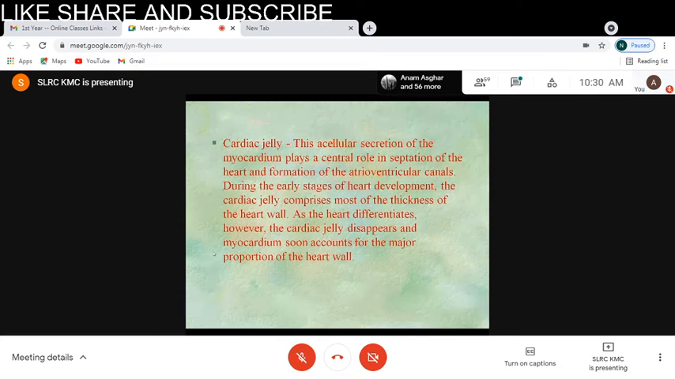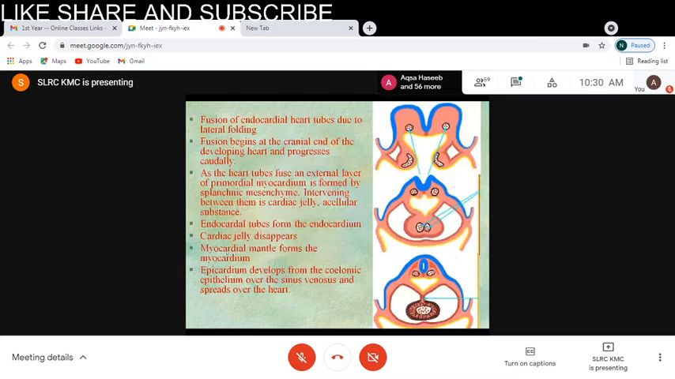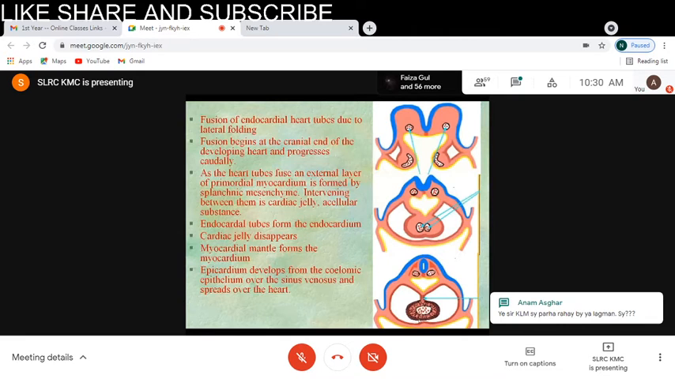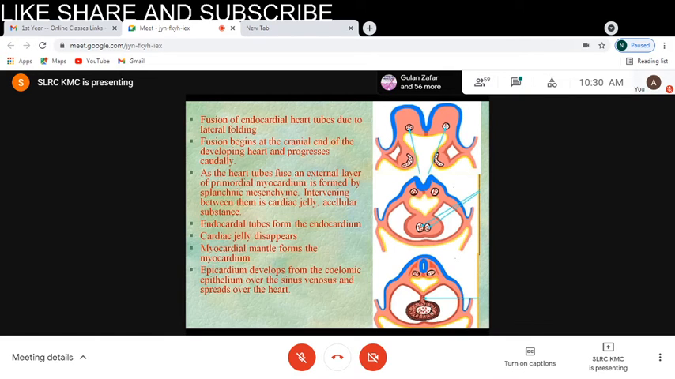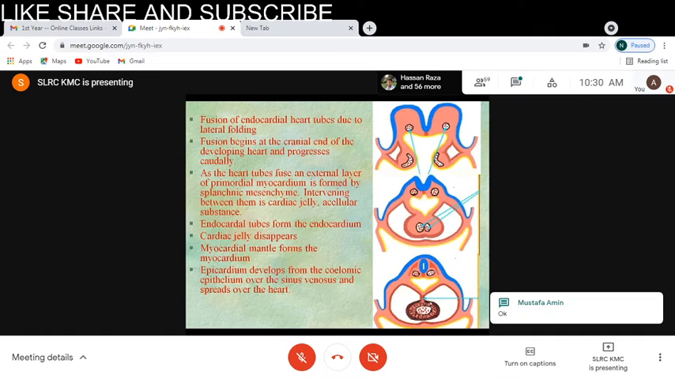Now if you look at the previous diagram, on the innermost side you see flat cells. This is the endocardium. Outside it, the pink colored layer is the cardiac jelly. And the outermost is the myocardium. Now later on this jelly will disappear and this endocardium will be in direct communication with the myocardium. And on the outer side, the coelomic epithelium proliferates and grows over its outer surface to form the epicardium.